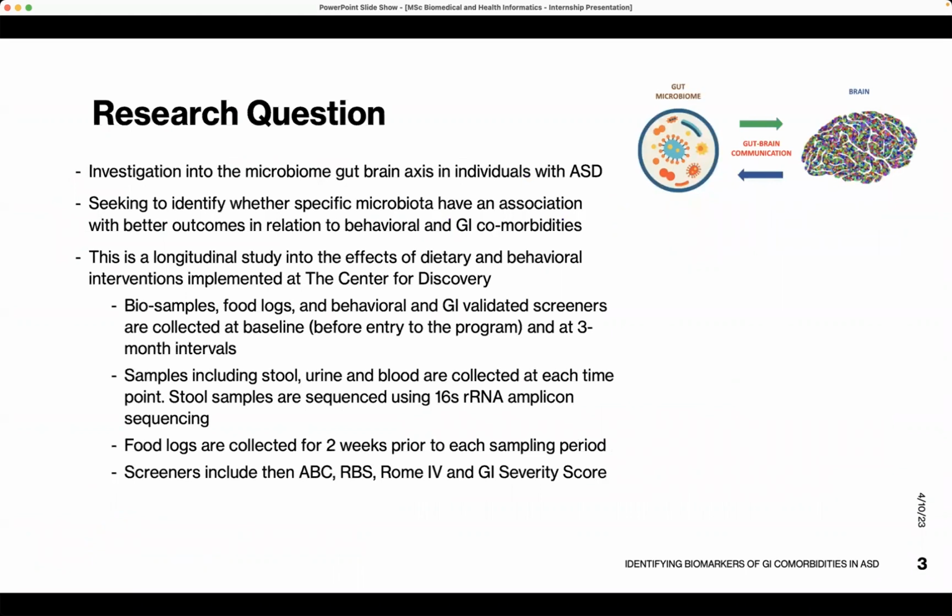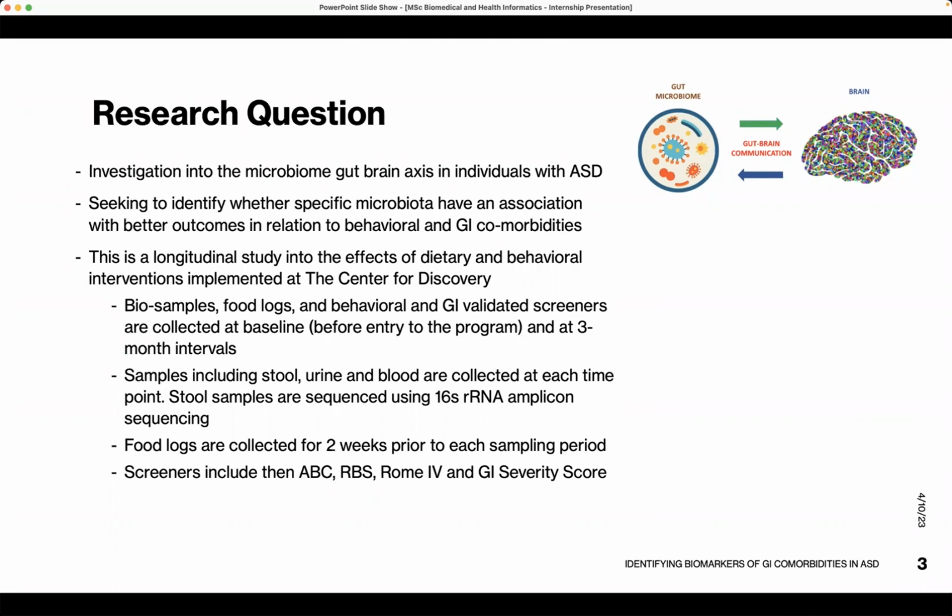The research question that we were looking to answer was an investigation into the microbiome gut-brain axis in autism spectrum disorder, looking to identify whether specific microbiota have an association with better outcomes in relation to behavior and GI comorbidities. It was a longitudinal study into the effects of dietary and behavior interventions implemented at the center.